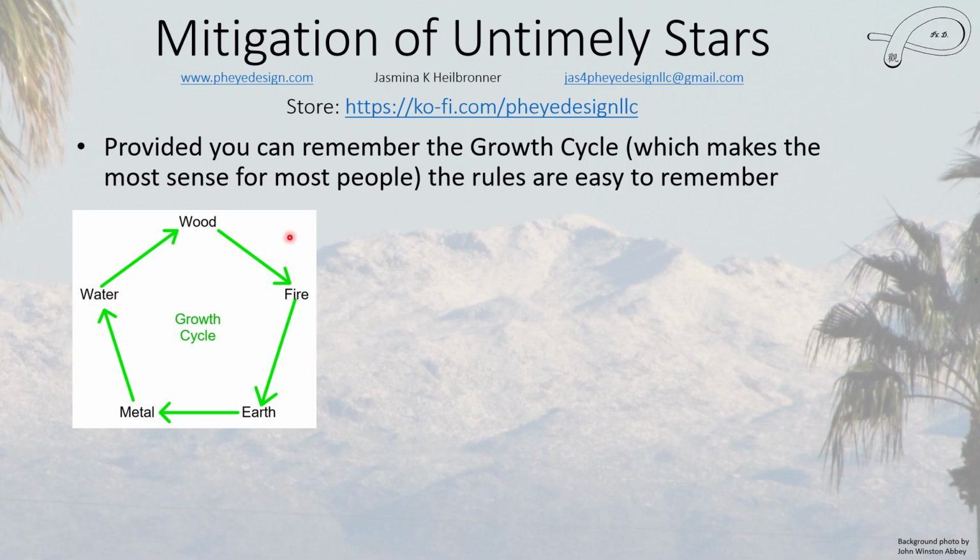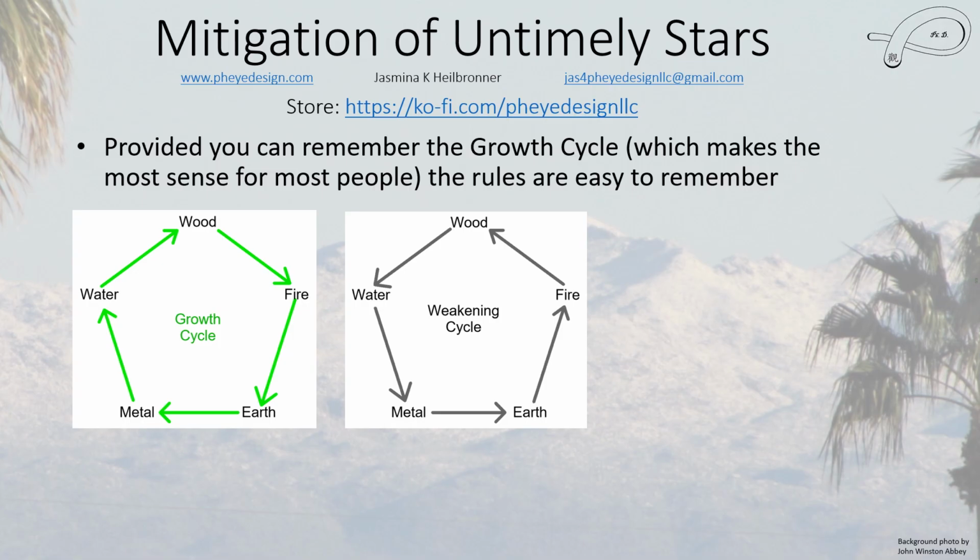Now, it doesn't matter which element you put on top. It could be any one of these, but this is a clockwise cycle. Usually, if you put them in this order, it's a clockwise cycle. And it's quite natural to remember this. Now, the weakening cycle is just the other way. It goes counterclockwise. And again, we don't care what's on top.